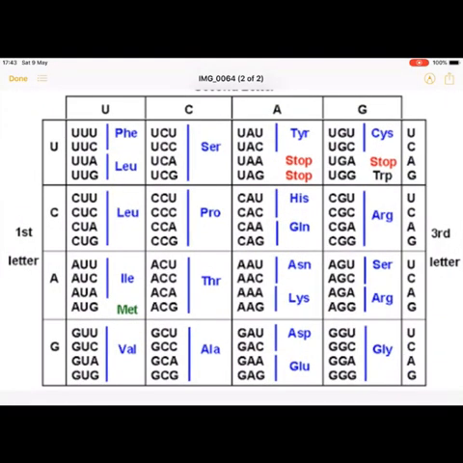You can see this picture, the first one is UUU, phenylalanine, that specifies an amino acid, but the same amino acid can be specified by another codon, that is UUC. You can see the stop codons, these are the stop codons UAA, UAG and UGA. These are the stop codons which do not specify any kind of amino acid.